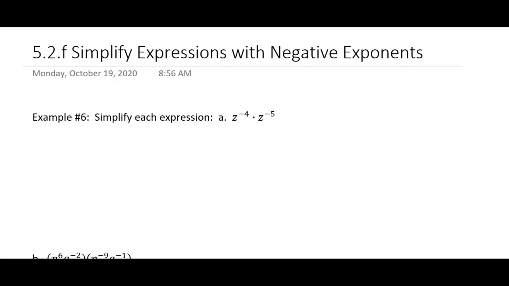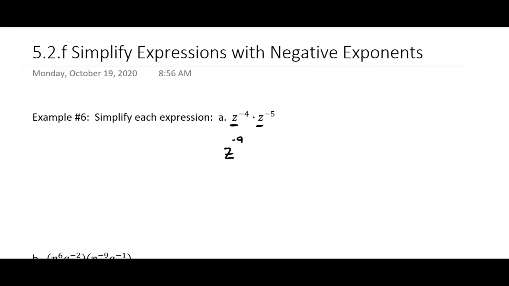So now we get to practice simplifying expressions with negative exponents. We've been learning these different exponent rules, and we're going to put some of them together. In this first example, I have a z here and a z here. It's multiplication, so that means I can add the exponents. So I'm thinking, what's negative 4 plus negative 5? Negative 9.